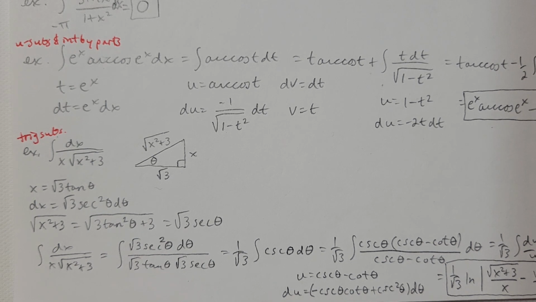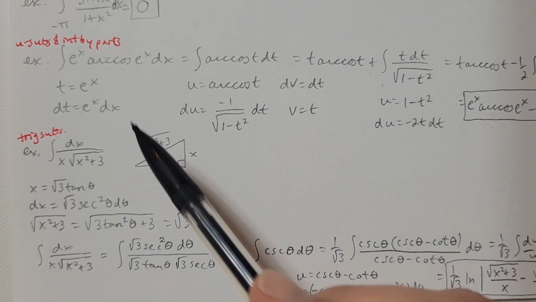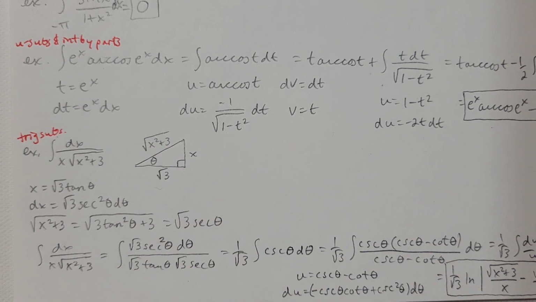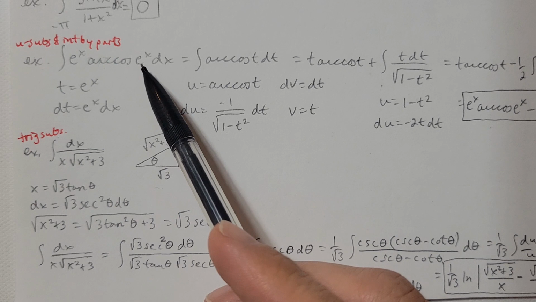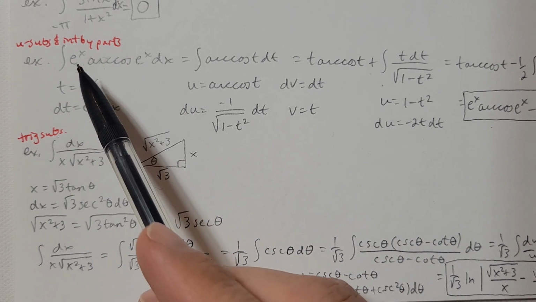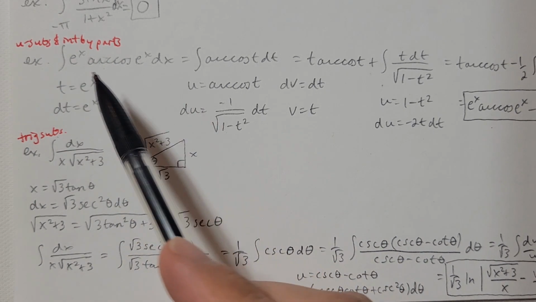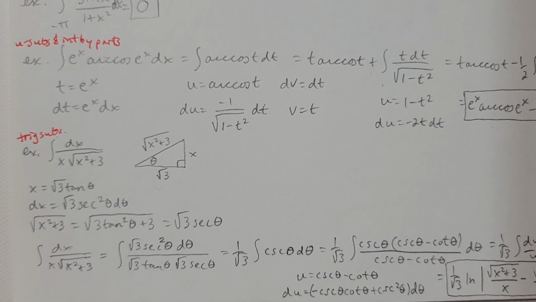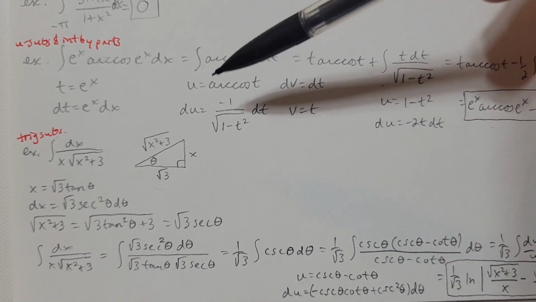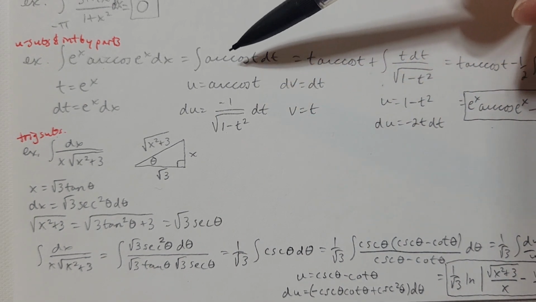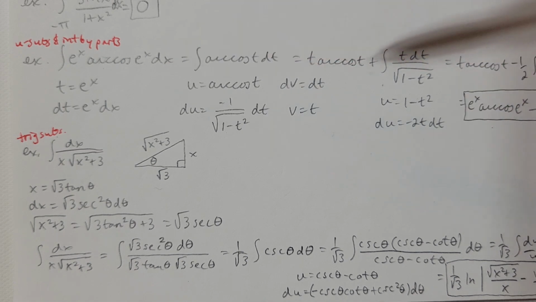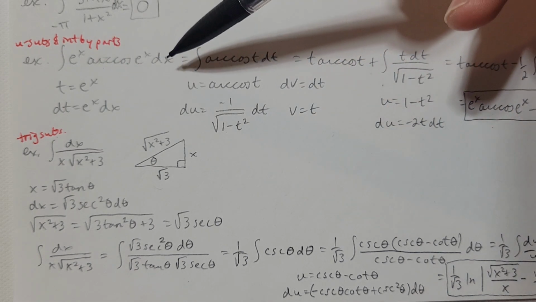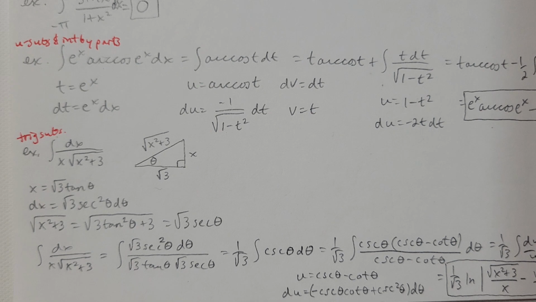So if I use a u substitution or a t substitution here, I let t be e to the x. dt is e to the x dx. I've got that, so I'll be able to knock out that part. And the integral then would be the arc cosine of t dt.